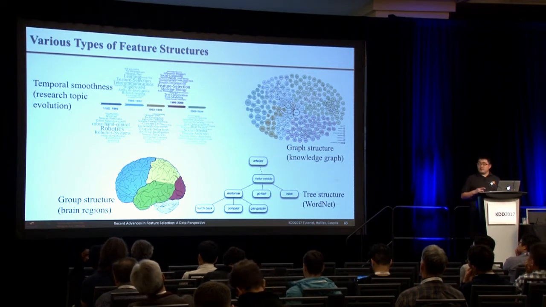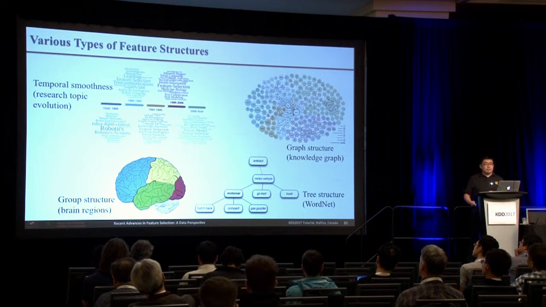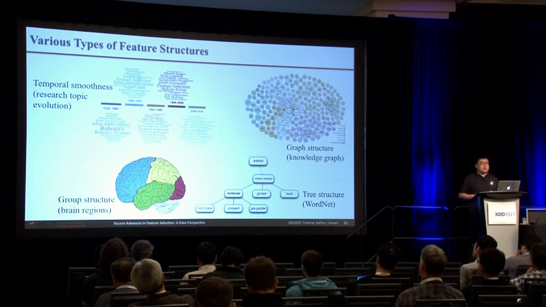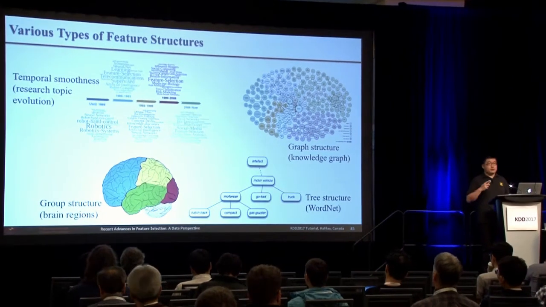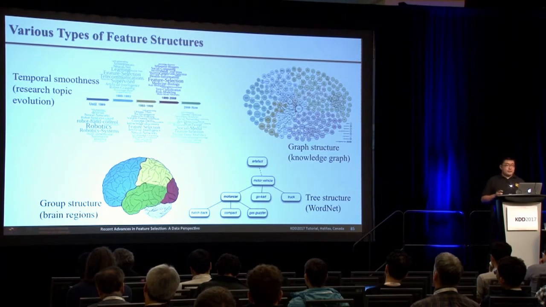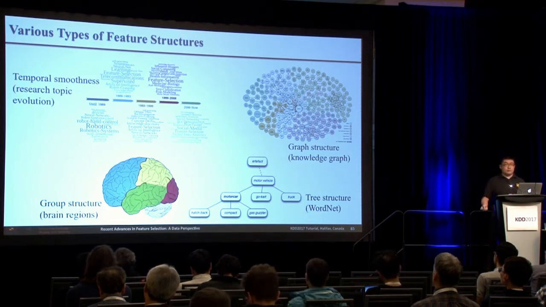For example, features may have the property of temporal smoothness. If we consider each research topic of a scholar as a feature, we can see that his research interests change gradually over time, and the changes are very smooth between two stages. Another example is that features may form a group structure. For this brain image, if we consider each pixel as a feature, each pixel is associated with group information, and these groups correspond to different regions of the brain.